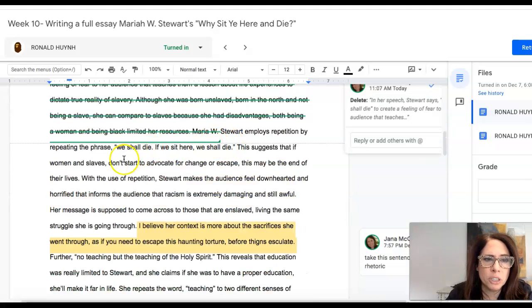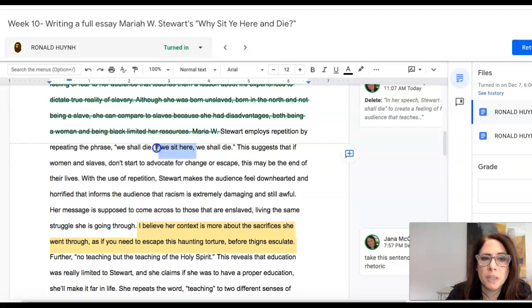Stewart employs repetition by repeating the phrase, "We shall die. If we sit here, we shall die." Now, does she repeat this or is it just "we shall die"? So that's important, right? Just take the segment or part that she repeats. This suggests that if women and slaves don't start to advocate or change or escape, this may be the end of their lives, okay? And that should reflect the message that you're going to add or the universal idea.